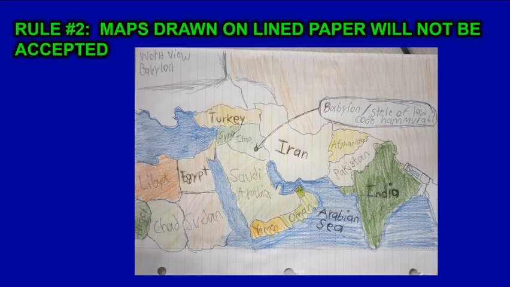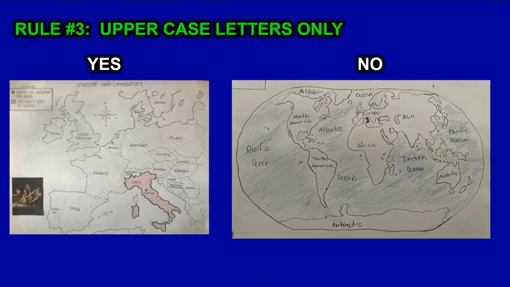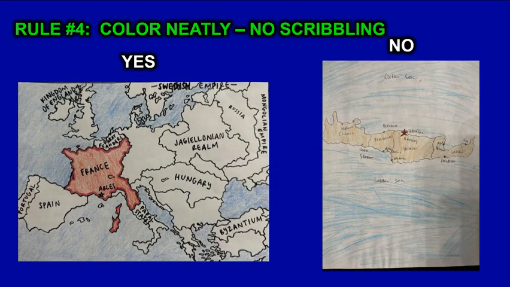Maps drawn on lined paper are not going to be accepted. So use copy paper, use art paper, but do not use lined notebook paper. And use uppercase letters only. It just looks nicer. It looks more professional. Color neatly. Don't scribble. These maps are going to take time. To color neatly, it takes time. So do not scribble. It looks horrible.